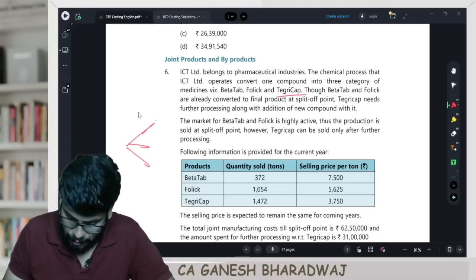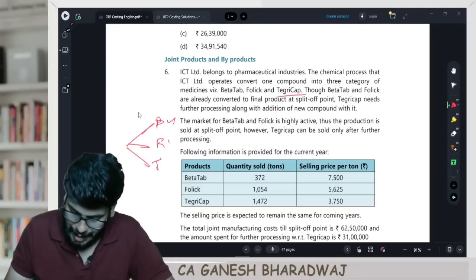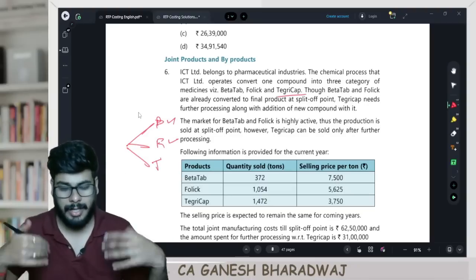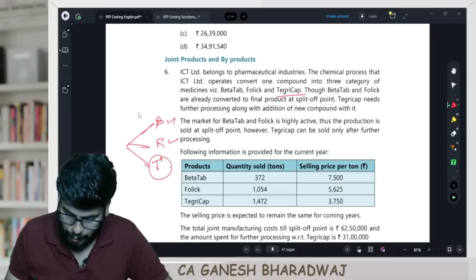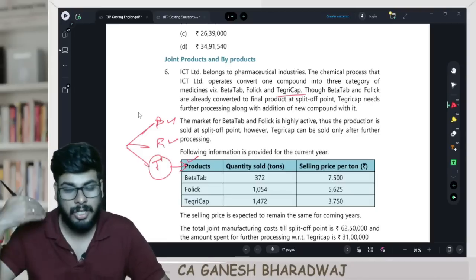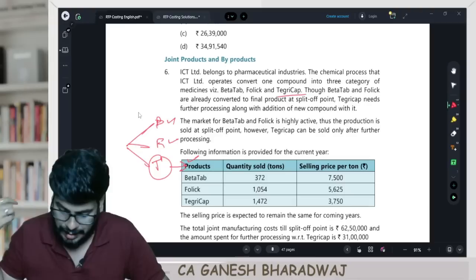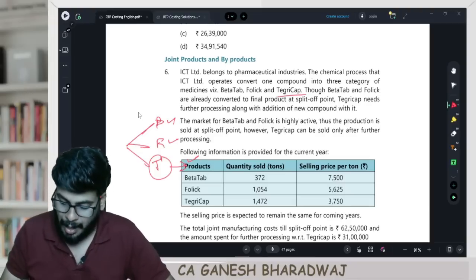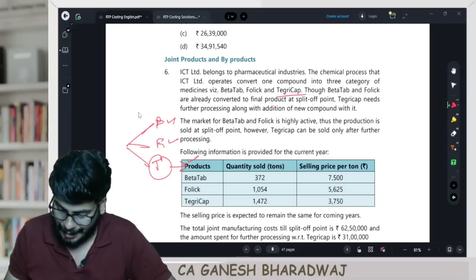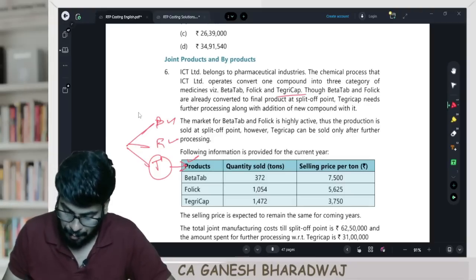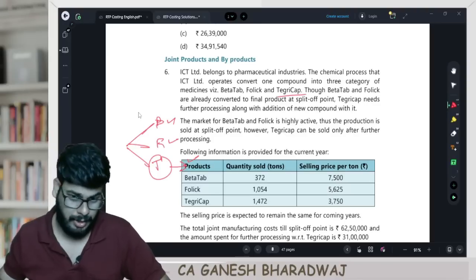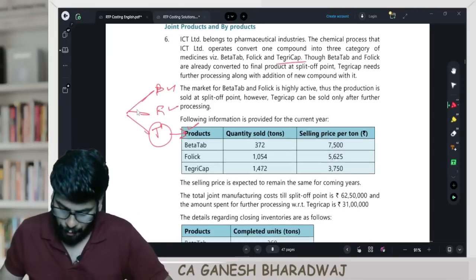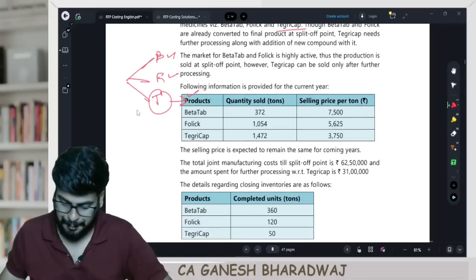Fine. And of these, B and F are already converted into FG at the split off point itself. The product T alone requires further processing for you to be able to sell it. The market for Beta Tab and Folic is highly active, thus the production is sold at the split off point. However, Tegricap can be sold only after further processing. Perfect.